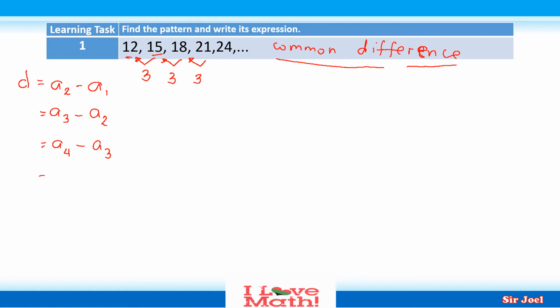And lastly, since we have 5 terms given, A sub 5 minus A sub 4. That is 24 minus 21. Still, the answer is 3. This means that this 3 is what we call the common difference. Common means the same. The difference is 3.